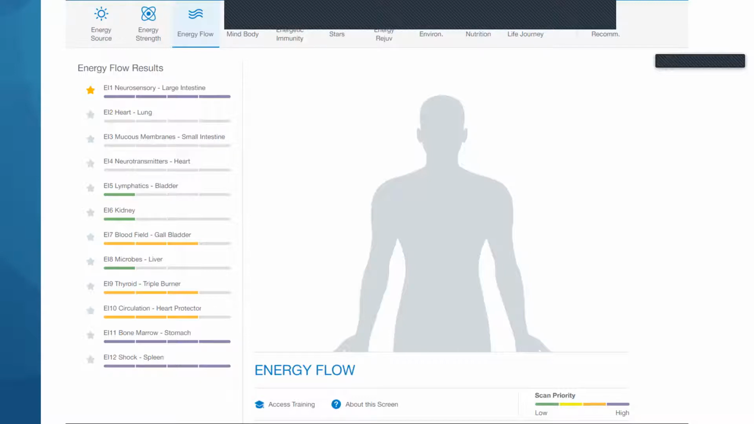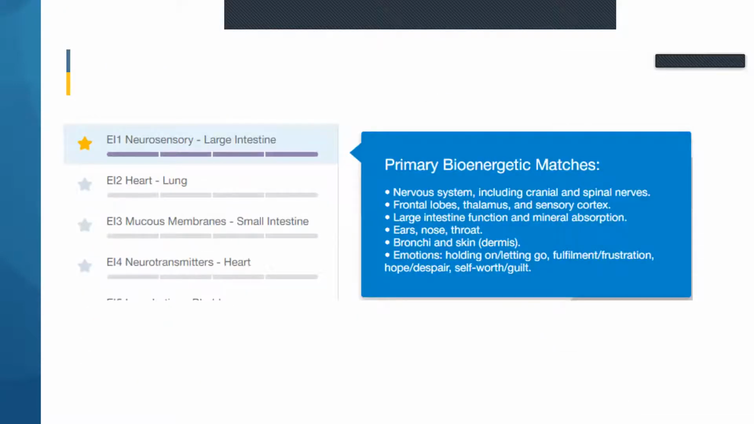Okay, so if we look at the biogenic matches or primary biogenic matches with each of these, we've got the large intestine meridian. So again, we've got a connection with the nervous system. Okay, we're looking at the frontal lobes, thalamus, and sensory cortex. Again, we've got this in large intestine function and mineral absorption. Okay, then we look at the emotions. Okay, hope and despair, self-worth and guilt. So I'm starting to build a picture up of potential patterns within this lady's scan.